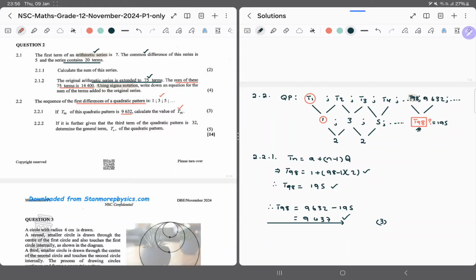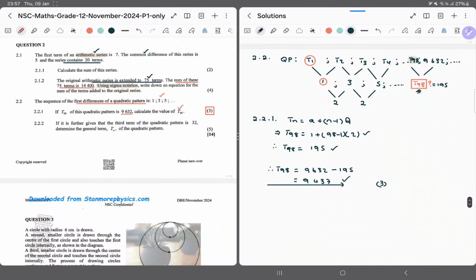But there are many ways of killing a cat, guys. If you look at mark allocations, you would know that you don't need to sweat. There's no need to sweat here. We just go about it easily.